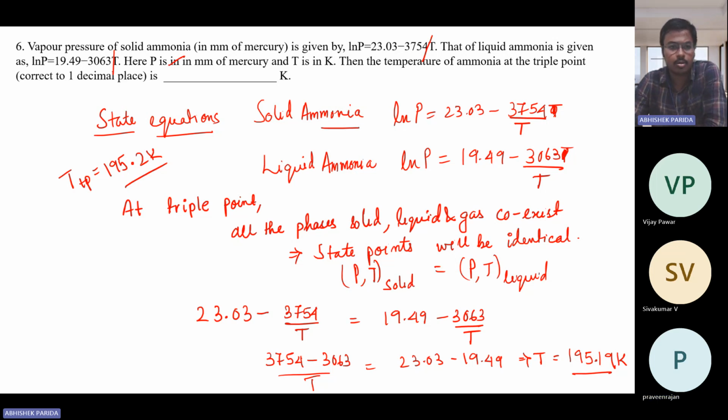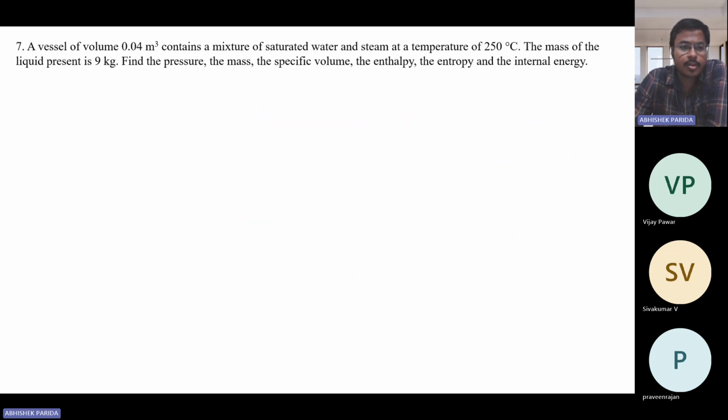I hope you understood. We'll move on to the next question. A vessel of volume 0.04 meter cube contains a mixture of saturated water and steam at temperature of 250 degrees Celsius. The mass of the liquid present is 9 kg. Find the pressure, the mass, the specific volume, enthalpy, entropy, and the internal energy. So this is a very fundamental question for how to use the steam table. So go for it. Try to solve this question.